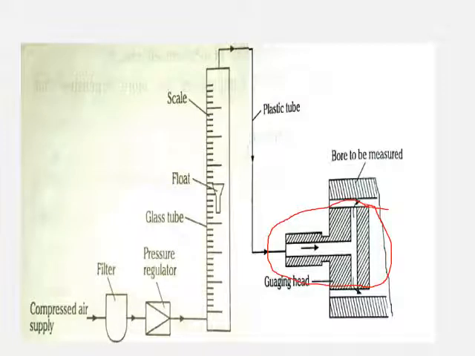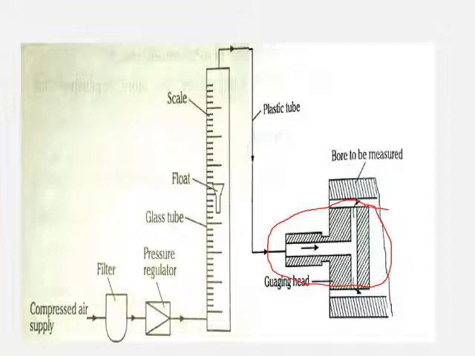The compressed air is allowed to enter into the gauge head, and once the compressed air enters the gauge head, it can exit at the two openings which are present in the gauging head. The back pressure is created because of the surface which is present on the inner walls of the bore.